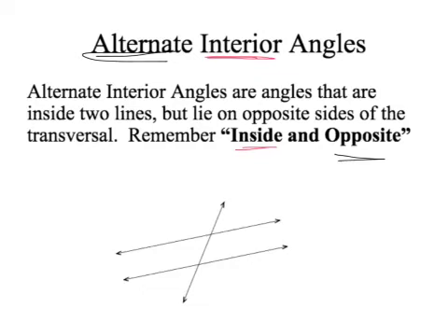Okay. So if I want alternate interior, I want angles that are inside and on different sides of the transversal. So the red would represent one pair because they are inside these two lines and they're on different sides of the transversal. There's also another pair. Both of them are inside the two lines and on opposite sides of the transversal. So when you're thinking alternate interior angles, think of inside and opposite. Inside the two lines and on opposite sides of the transversal.